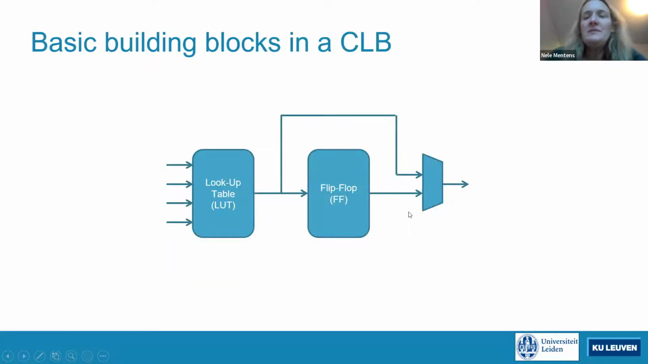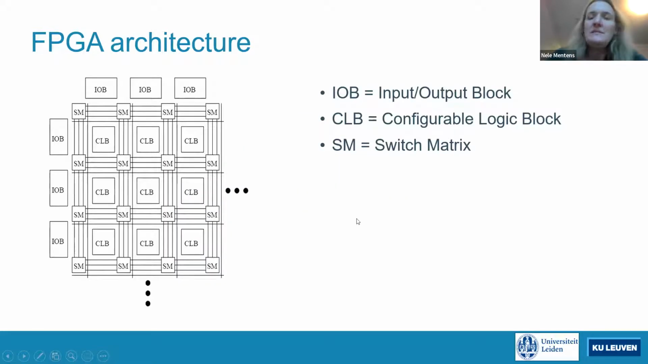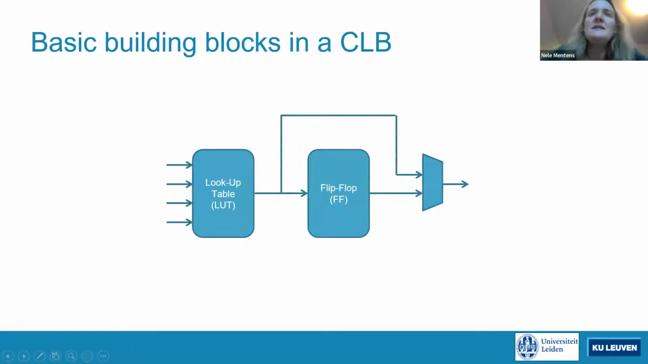So if we look inside this CLB here, there are some other building blocks, but the main building blocks are a lookup table. And actually in modern FPGAs, these lookup tables have more than 4 inputs and also more than 1 output. So this is pure logic. This is a lookup table in which we can implement any logical function. Then there's a flip-flop, a storage element for 1 bit that can either be bypassed or can be used after this lookup table.